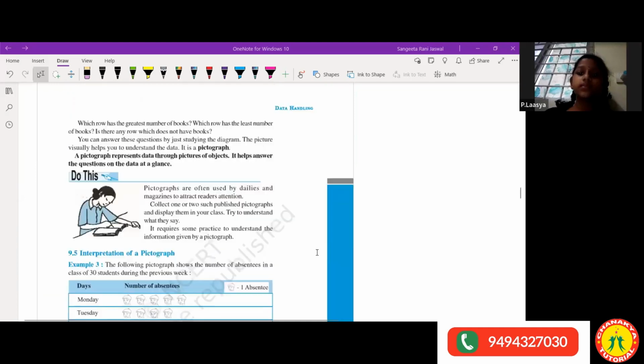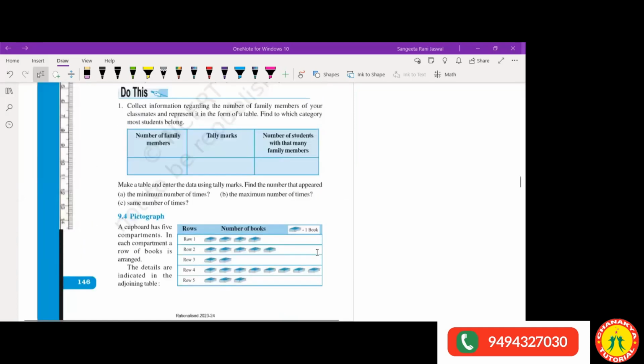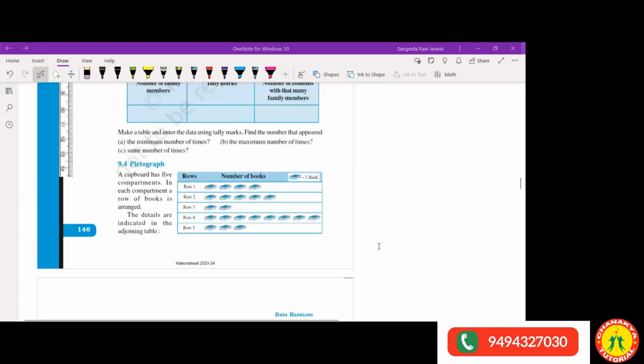Yes, ma'am. I'll show you the pictograph now. Let's see this example given in the book. A cupboard has 5 compartments. In each compartment, a row of books is arranged. The details are indicated in the adjoining table. With this table, you can understand how many books are in row 1. This picture represents one book. In row 1, how many books are there?